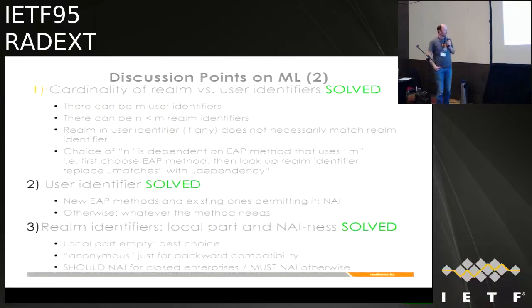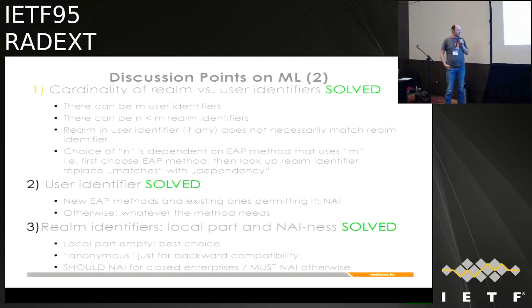And finally, the last issue, the realm identifiers, what about the local parts, and what about the structure we want to impose on those? One point which came out of this is that what the NAI document suggests is that the local part should be empty, and there is this backward compatibility for anonymous, and this is just this one string, which is suggested. If you think you need it, if you cannot do with the empty local part.